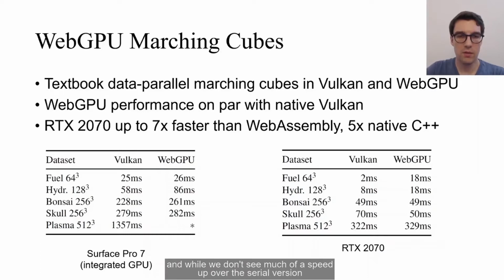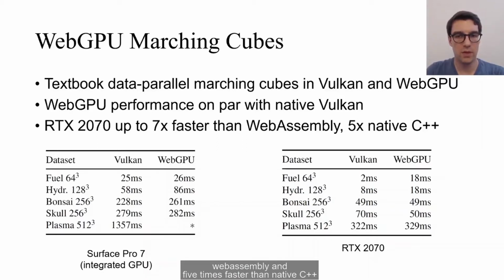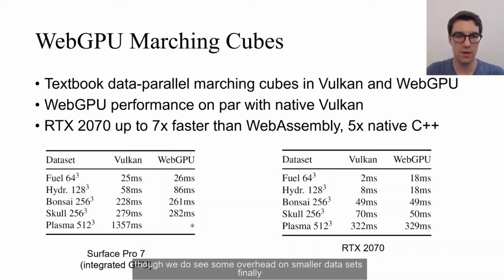And while we don't see much of a speed up over the serial version on the Surface Pro 7, we do see quite a significant speed up on the RTX 2070, up to 7 times faster than WebAssembly and 5 times faster than the native C++ version. The most important thing that I want to mention here, though, is that the performance of WebGPU is on par with the native Vulkan implementation, though we do see some overhead on smaller data sets.